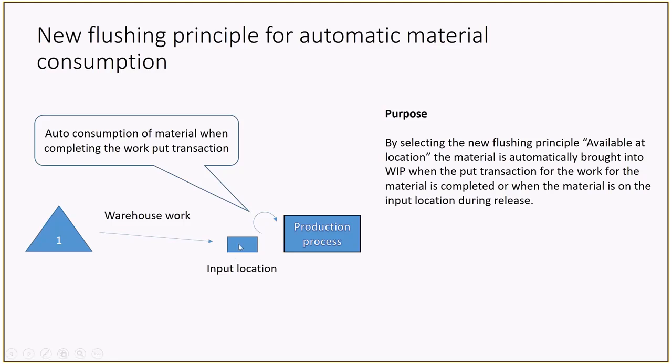There's a different scenario. What if the material is already on the input location? In that case, when you start the production order, the material is consumed by the picking list journal, like the start flushing principle. So let me show you an example of that. I'm going to switch back.